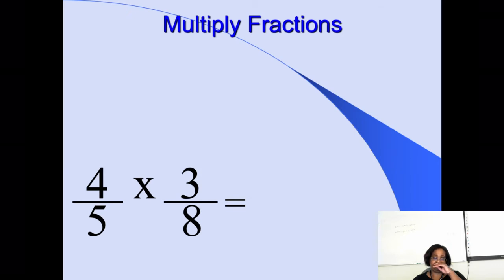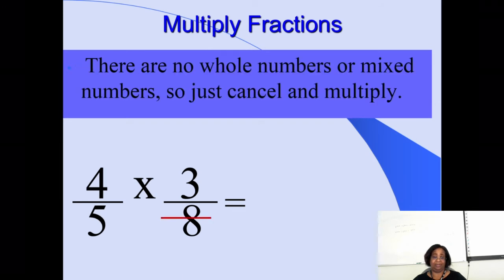What would this be? I don't need to do anything improper. So what would that be? What can I cancel? The 4 and the 8. I take a top and a bottom by the same factor. So 4 will go into both 4 and 8. So 4 goes into 4, and 4 goes into 8. So can I cancel anything else? No. So what would that give me as my answer? 3/10. Okay. Don't you guys like them when they're easy like this? You don't even have to make anything improper.